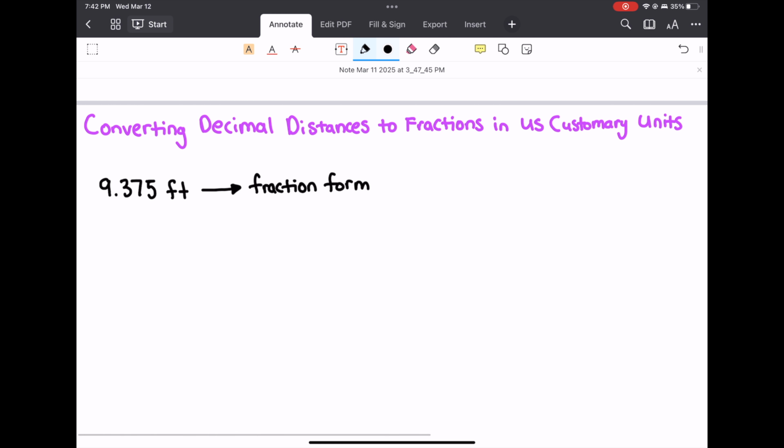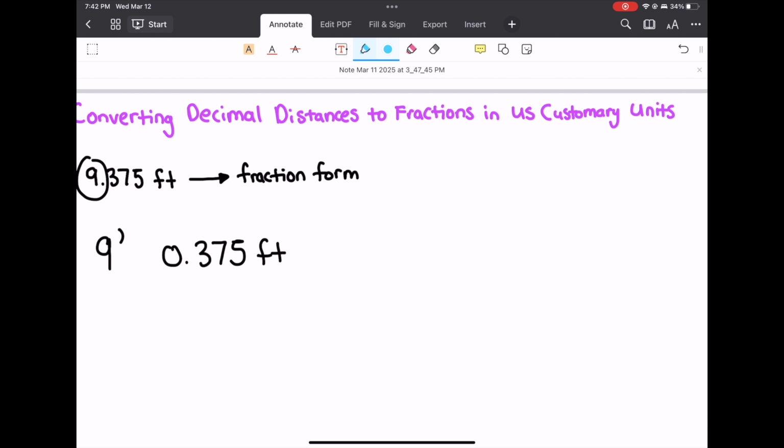So the first thing we're going to do is identify the whole number. The whole number is 9. So we know that we have 9 full feet, but we only have 0.375 of a foot. How do we convert that to a fraction? So let's write our units here. We know that 1 foot equals 12 inches.